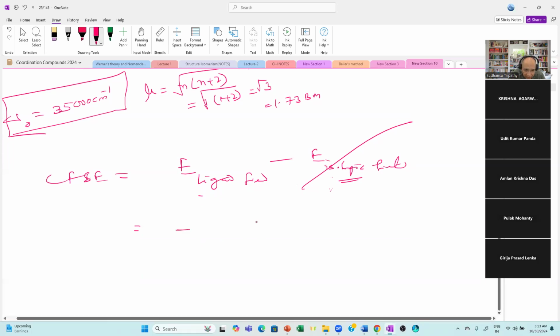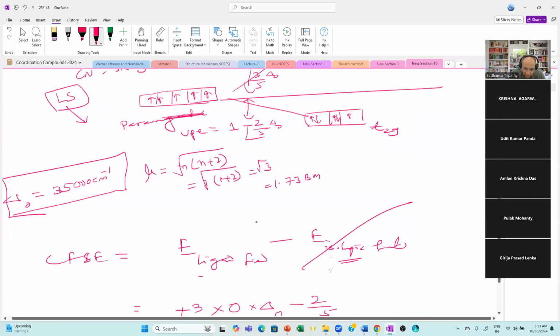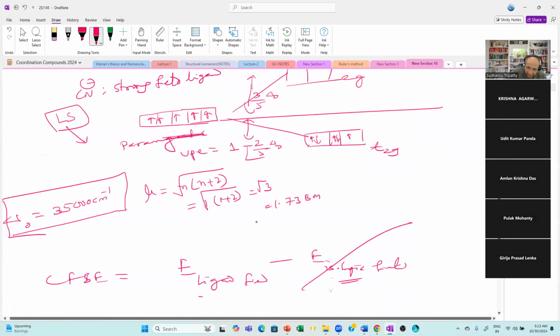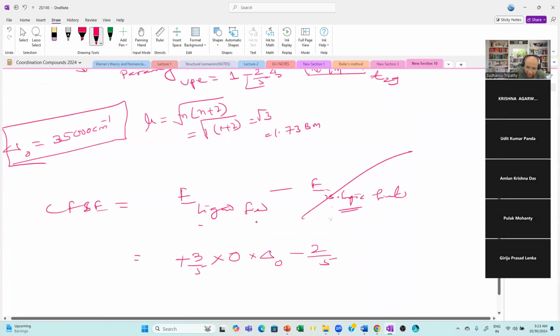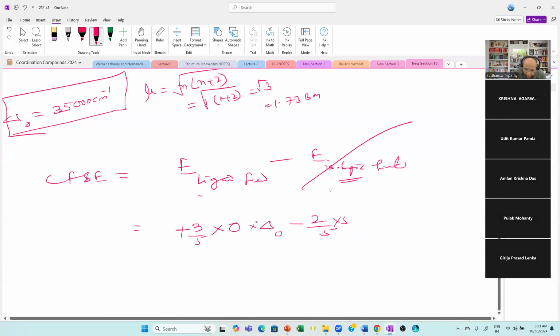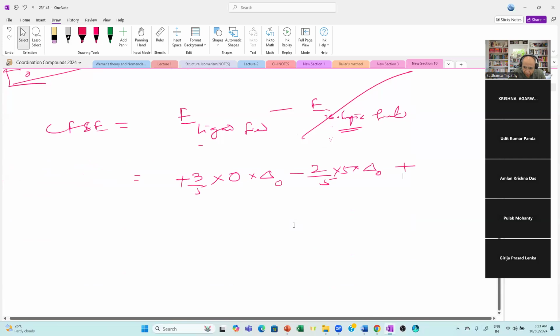Then we see plus 3 by 5 into the number of unpaired electrons, and the number of electrons in the EG set is 0, into del O. Minus 2 by 5, all the electrons are present in the T2G set. There are 5 electrons, into 5 into del O, plus the number of electron pairs. There are 2 electron pairs, so 2.